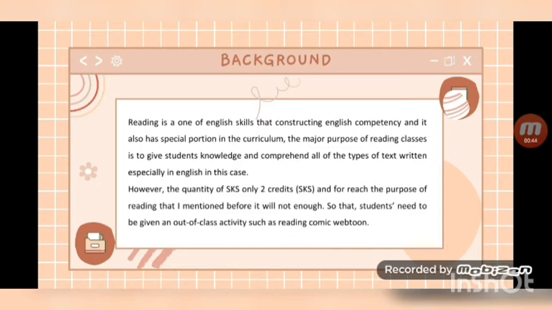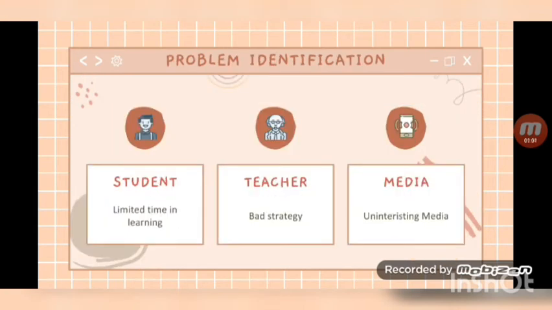However, the quantity of SKS is only 2 credits, and for the purpose of reading that I mentioned before, it will not be enough, so students need to be given an out-of-class activity such as reading comic webtoon. There are some problem identifications from student, teacher, and media. From the student, the students need a long time to know the meaning of the story or passage that they read. They find difficulty because most of them lack vocabulary and also have a low interest in reading.